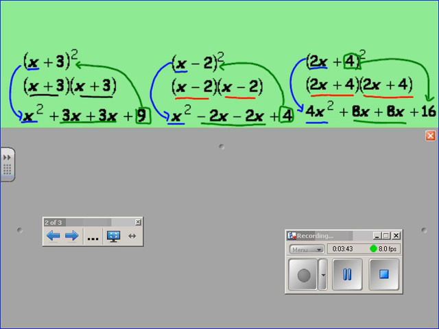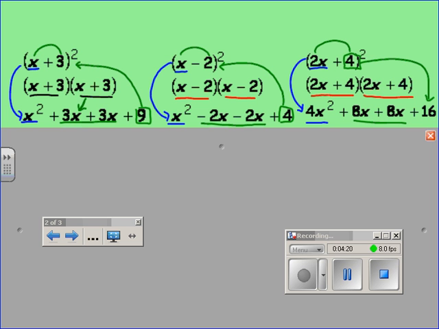By looking at this third step, we can see that the first term in our answer is basically the first term of the binomial squared. And the last term in our final answer is basically the last term of the binomial squared. The middle terms, we can see that they're exactly the same. And we can also see that if we multiply the two terms together in the binomial, we're going to get that middle term.